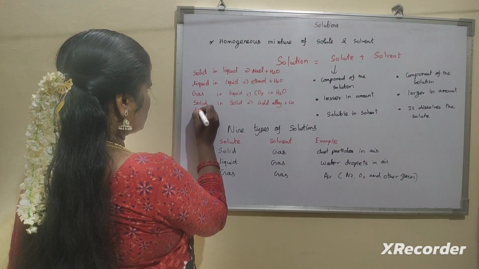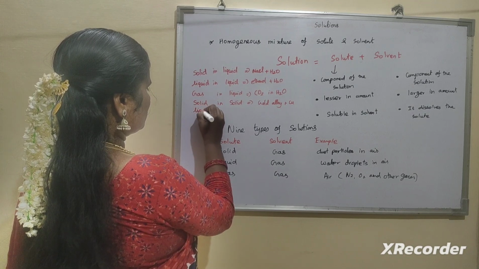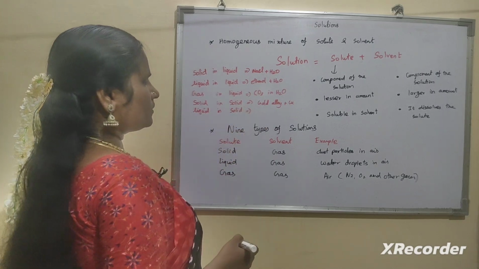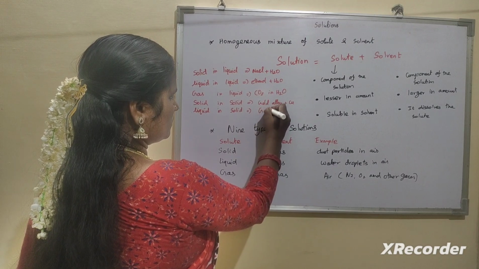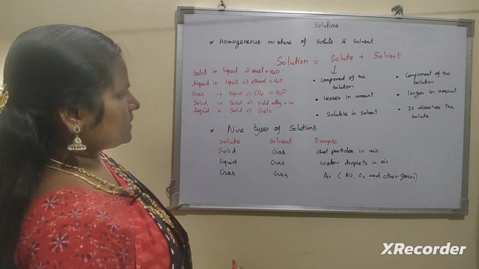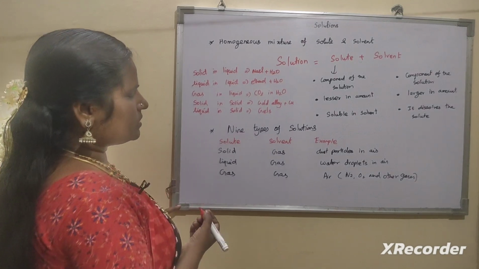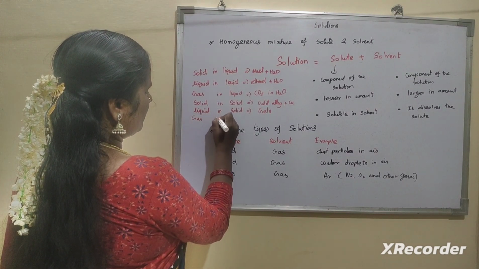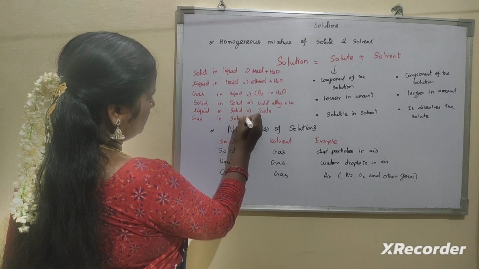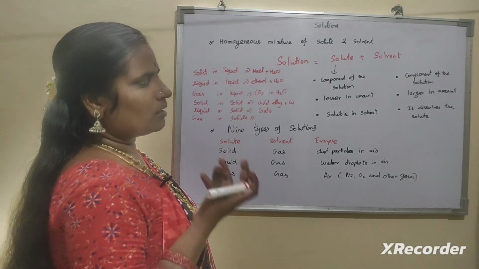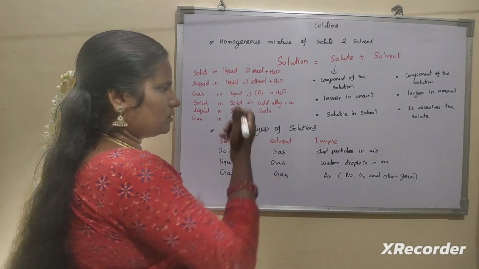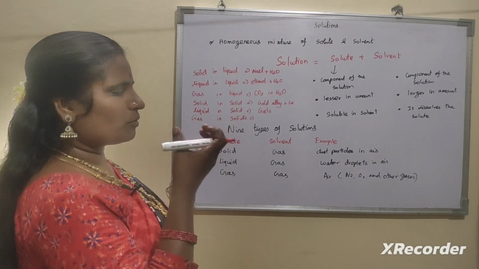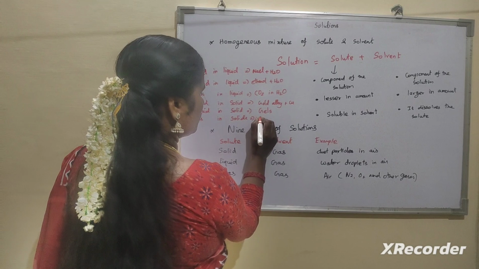Next one is liquid in solid. This one we can say is gels. Gels are examples, in which the solid is the solvent and liquids are lesser in amount. Next, gas in solids, such as cakes or spongy things. In spongy things, air is trapped in the solid sponge.